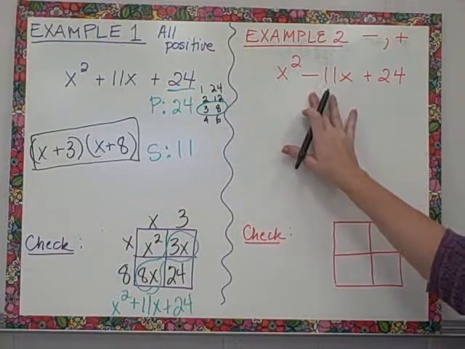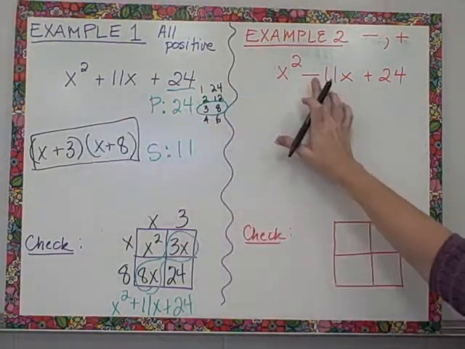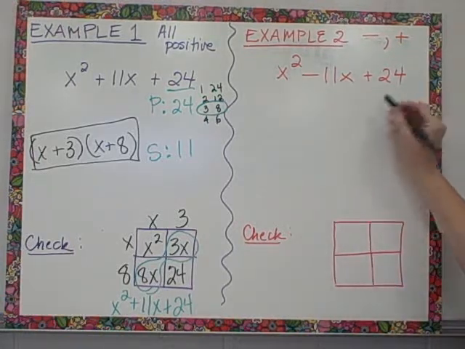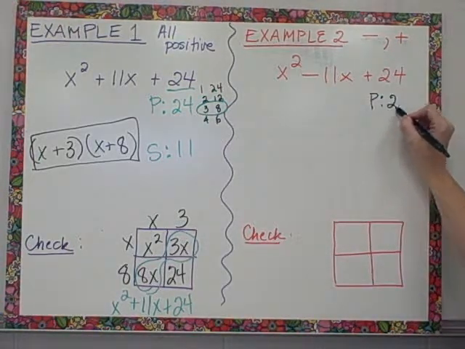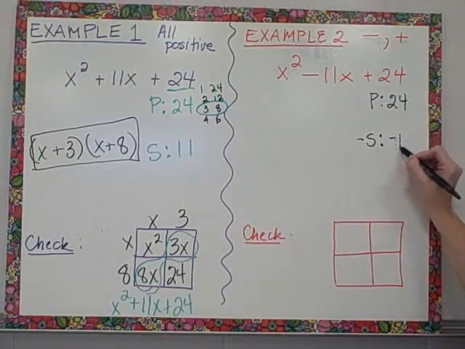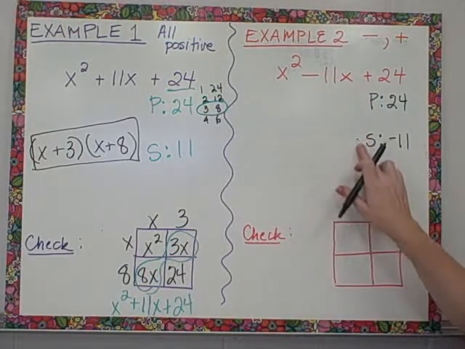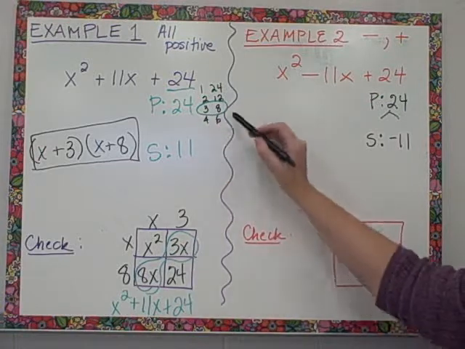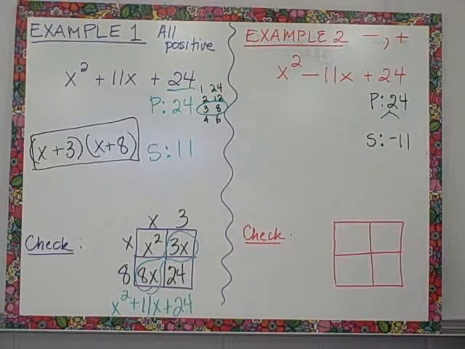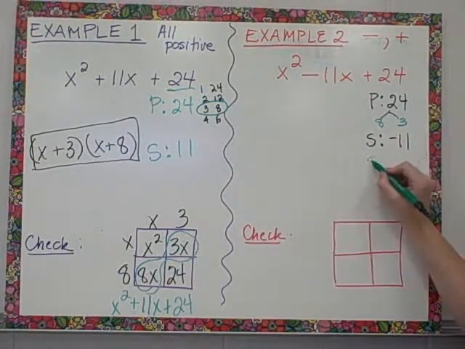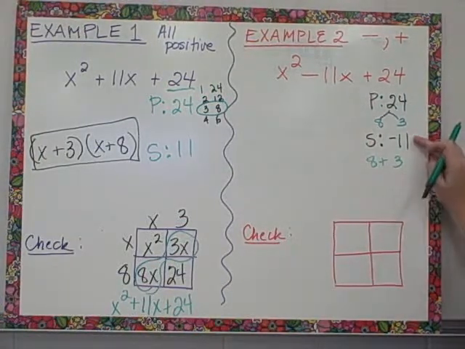Notice that this problem is exactly the same as this one, except I have a minus and then a positive. The only way I can get a positive product of 24 but a negative sum, my sum here is going to be negative 11, is if I have two negative numbers that multiply together. So we know that 11 is going to come from 8 and 3, because we just used that. So 8 times 3 would give me 24. But 8 plus 3 gives me a positive 11.